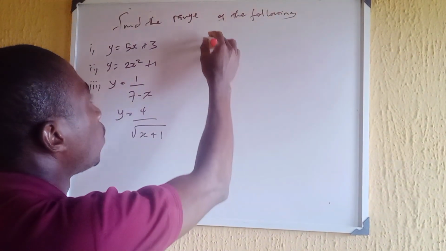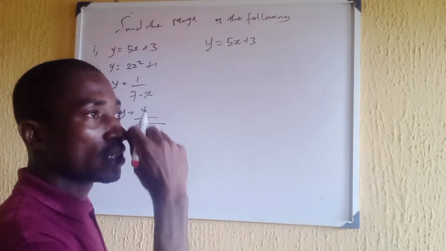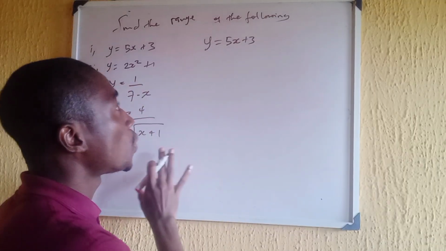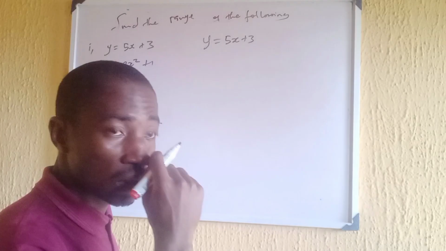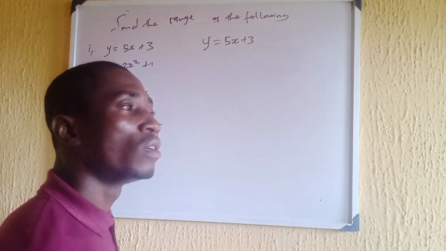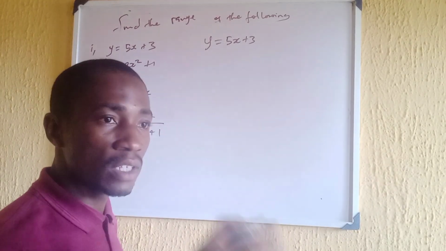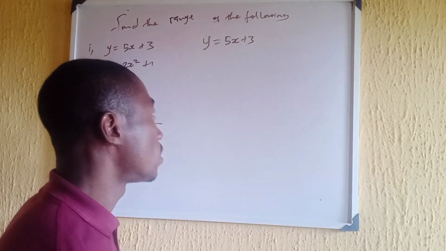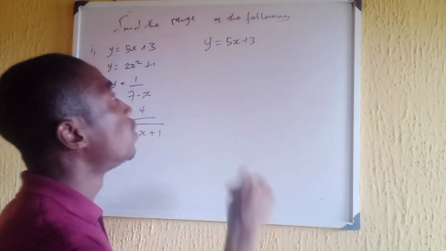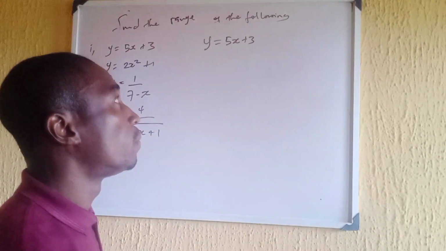The first one, y equal to 5x plus 3. Make x the subject of the formula because we cannot be plotting a graph with this. You can use your graph plot on your phone and you'll be able to find where you have an asymptote or a gap on the vertical axis. But we are using the equation. What do you do? Make x the subject of the formula.